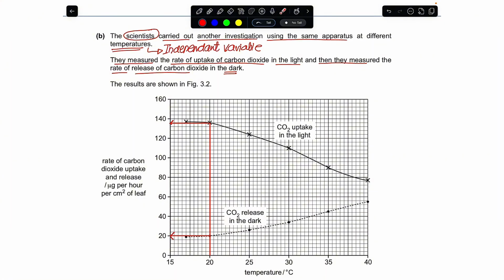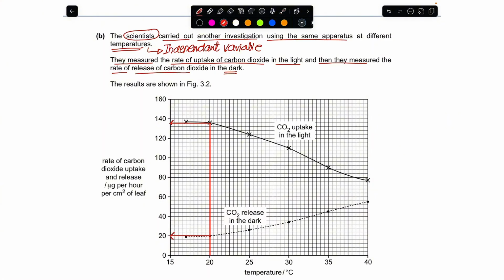And in this investigation, when the temperature would be changed, our dependent variable would be how much of the carbon dioxide would be taken up in the light when they would be photosynthesizing. And they also measured how much release of carbon dioxide would be happening in the dark. Now here the idea is, why is the carbon dioxide taken up, or used up, in the light?